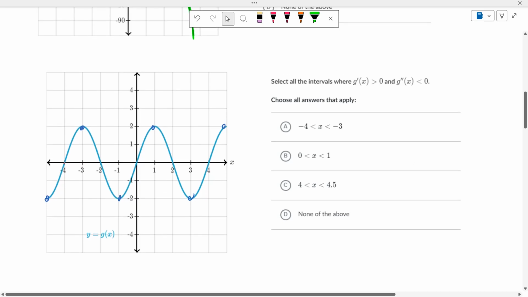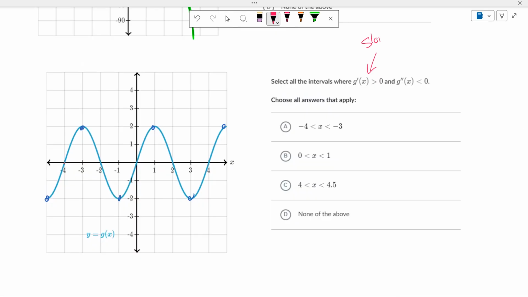Okay, so here we're looking where that is saying that the slope is what? Positive. And this is concave down. Okay? Slope is positive, concave down.